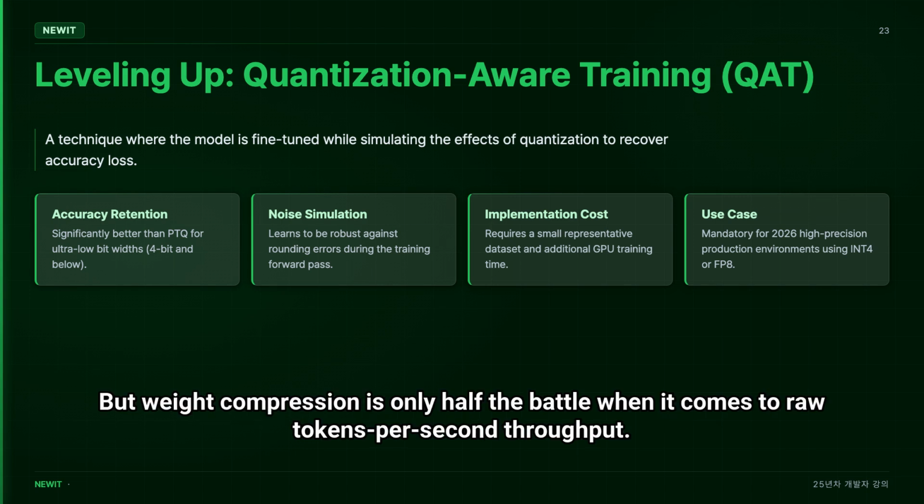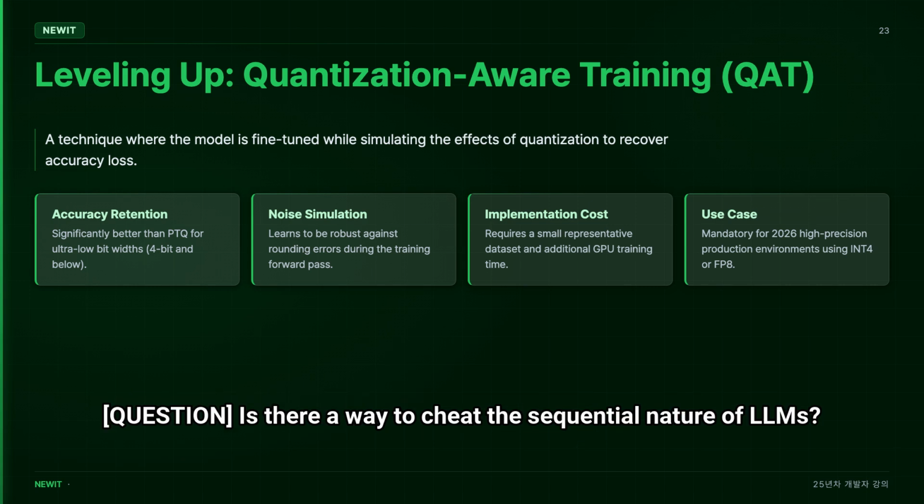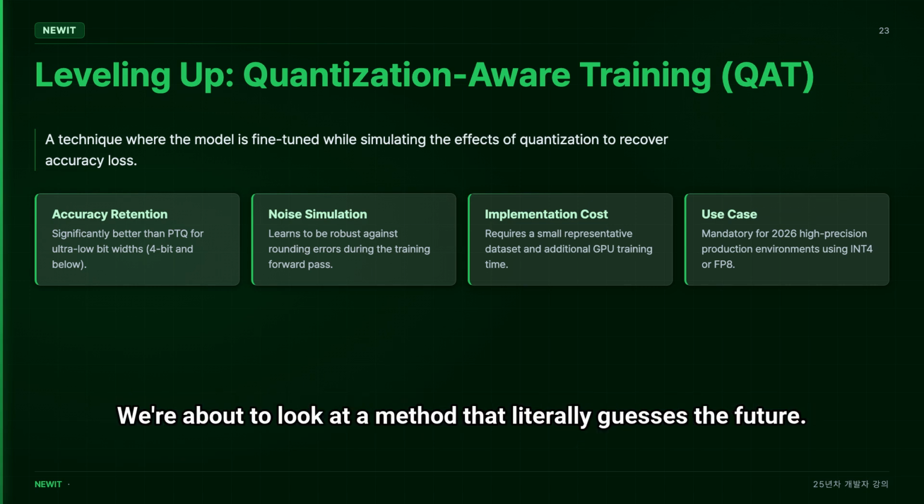But wait, compression is only half the battle when it comes to raw tokens per second throughput. Question, is there a way to cheat the sequential nature of LLMs? We're about to look at a method that literally guesses the future.